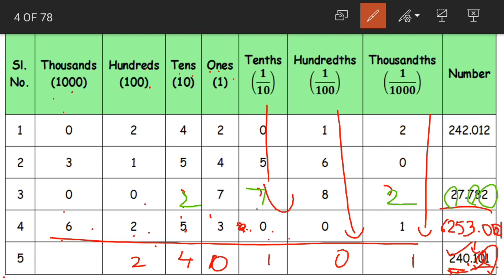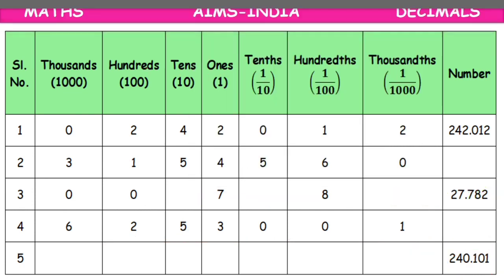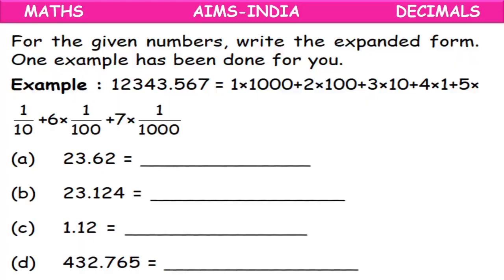Yes children, and what about thousands? What number do we have in thousands? We have nothing in thousands place, so we'll write 0. Do we have something in thousands place here? No, so we'll write it as 0. I hope this is clear children, the place values of decimal numbers.